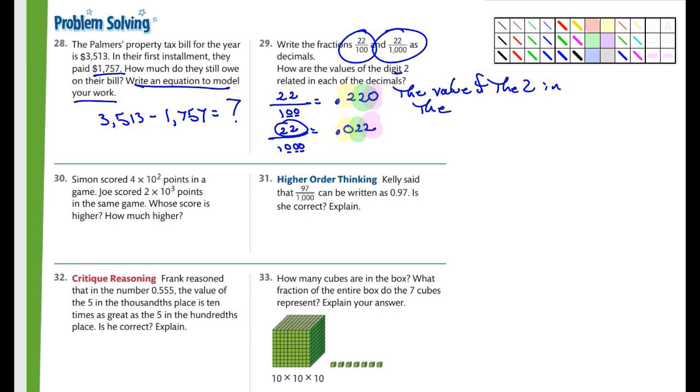And then where the 0 is, there's a 2 down here. So the only ones that are related are the ones that are in the middle in the green. What place value is that? That's the hundredths place. So the value of the 2's, I could put a little apostrophe S, in the hundredths place is the same. Okay? And that's good enough.